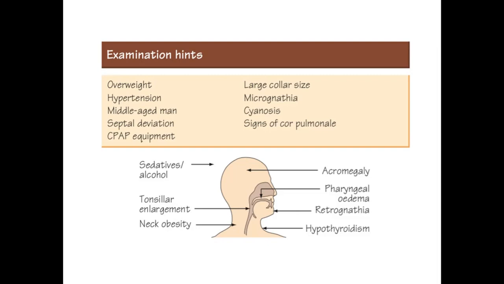General appearance also matters. This patient has obstructive sleep apnea: overweight, large collar size, hypertension, micrognathia, cyanosis; sometimes we find signs of cor pulmonale, septal deviation, or a CPAP device, although here there is a non-invasive ventilator beside the patient's bed.